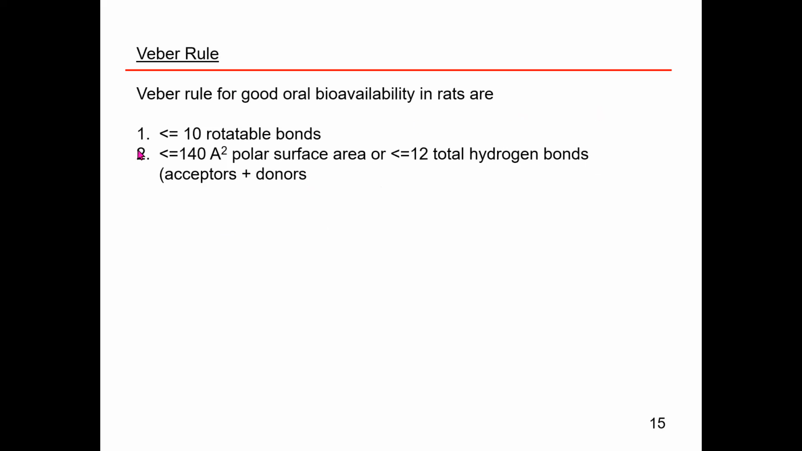So they said rotatable bonds should be less than 10, polar surface area less than 140 angstrom squared, total number of hydrogen bond acceptors and donors should be less than 12. So you see, this is another rule.